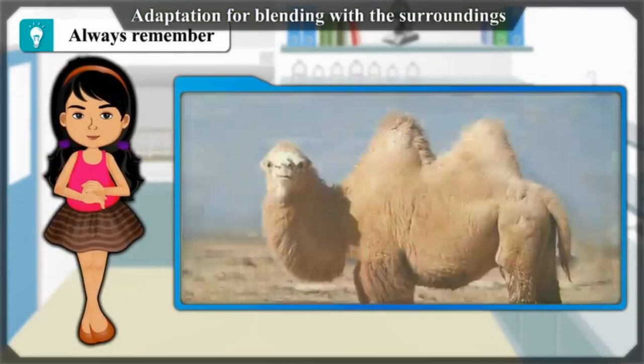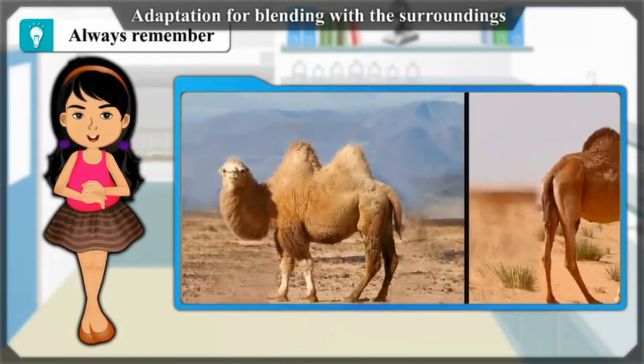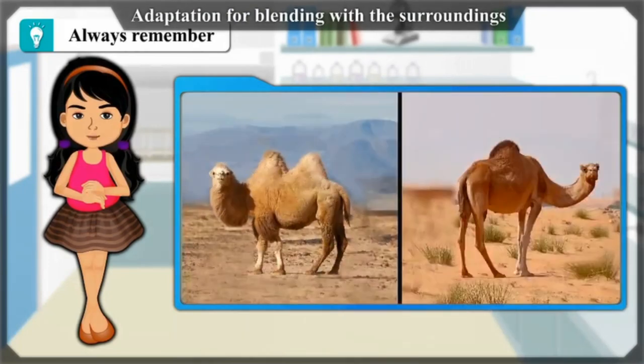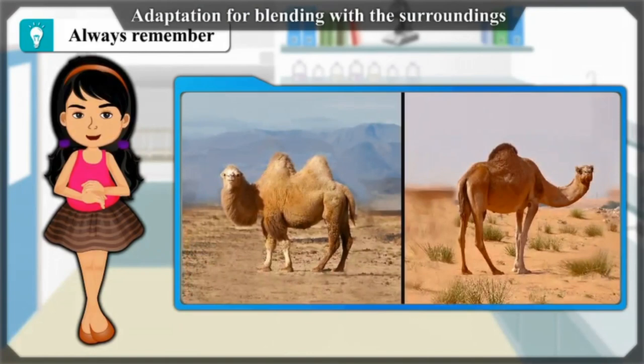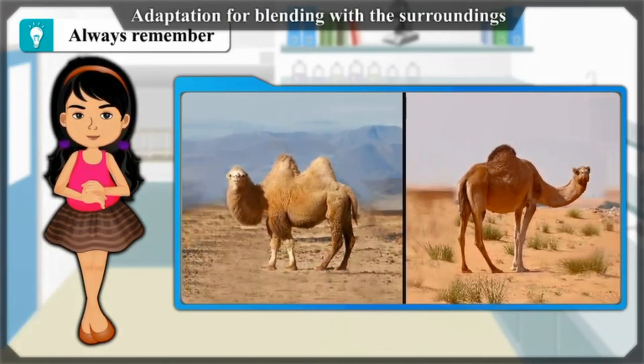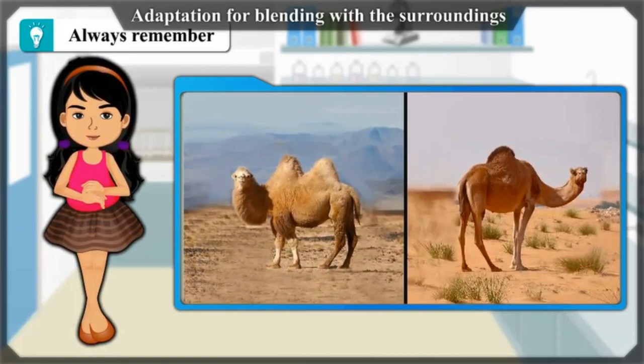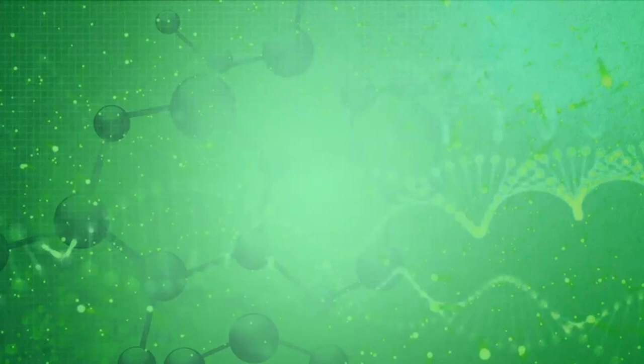Always remember, adaptation is not a sudden process. It is gradual and continuous. Differences in the structure and appearance of present-day animals and animals of thousands of years ago are the adaptations that occurred according to prevailing conditions. It is our duty to conserve this diversity.